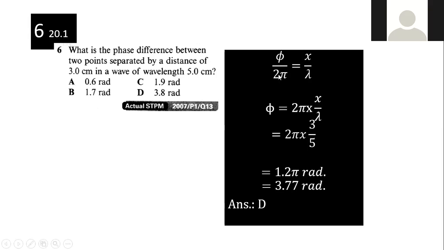Right, there's the standard formula. Take the 2 pi across there, got that. Then put your X value in. X is 3, wavelength is 5. It's okay, both of them are cm, no need to convert. Then you want it in radians and multiply it out.